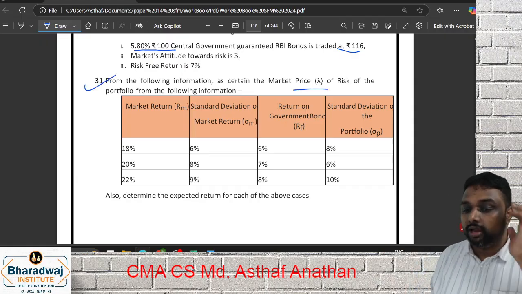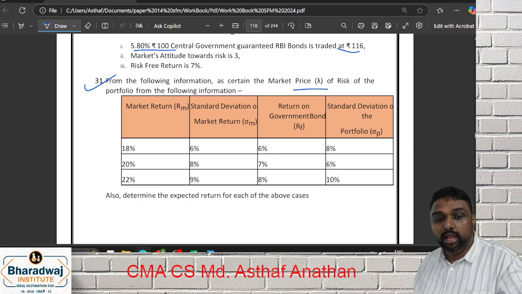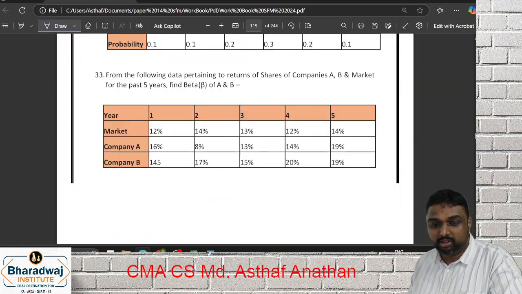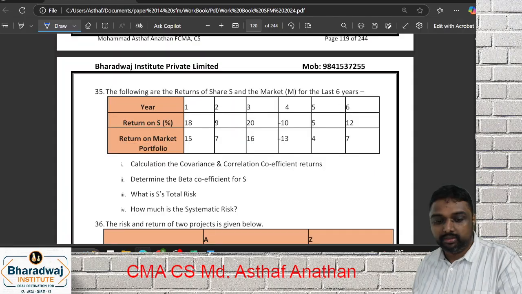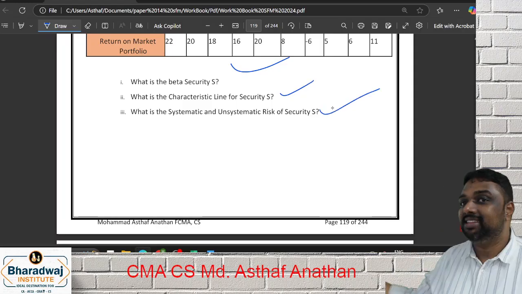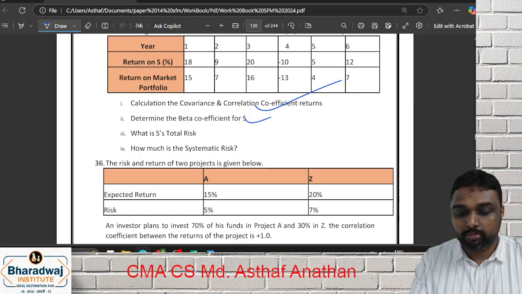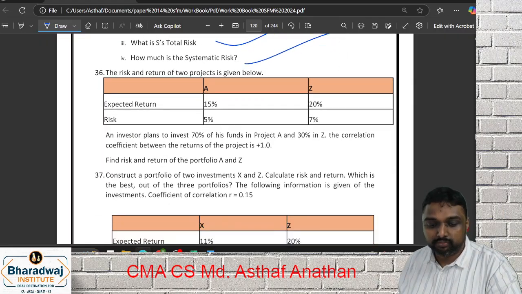31. They are asking to find out what? Lambda. So the same method of lambda application is used in all the cases. 31 is lambda. These are all the same method. These are all basic questions. How to compute the beta. See, these are all we discussed now. Beta, characteristic rate, systematic. So these are all standard questions we do. We discussed correlation coefficient, beta, total risk and systematic risk. So we discussed all the methods.